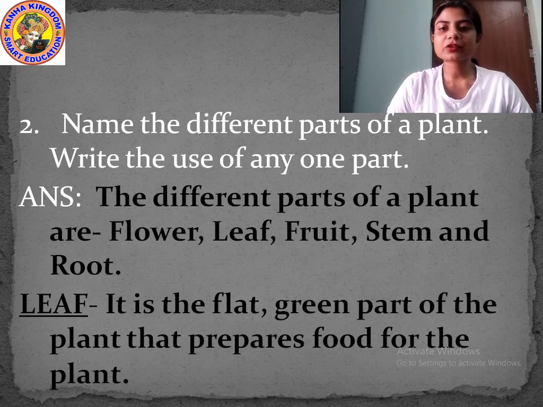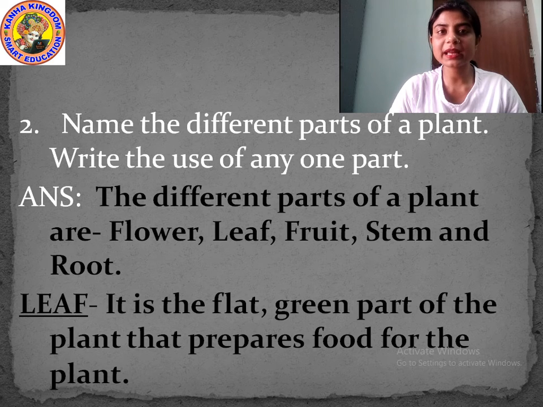Our next question is, name the different parts of a plant. Write the use of any one part. The answer is, the different parts of the plant are flower, leaf, fruit, stem and root.